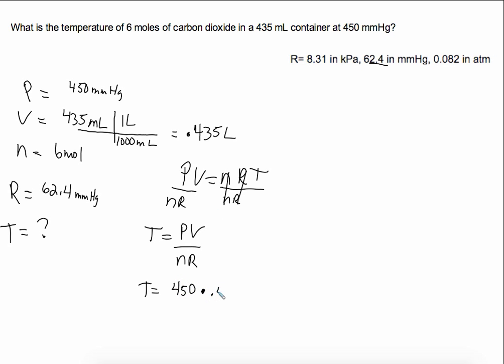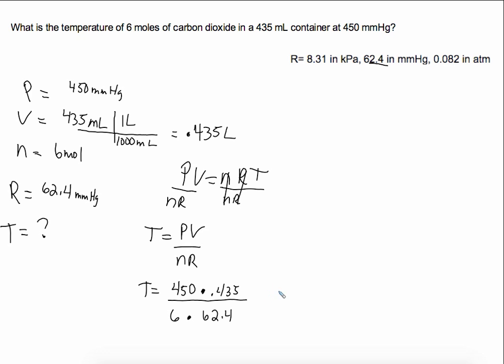T is equal to P, 450, times V, 0.435, divided by N, which is 6, times R, which is 62.4.